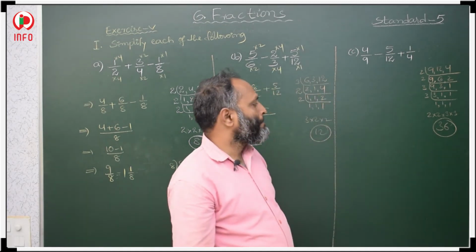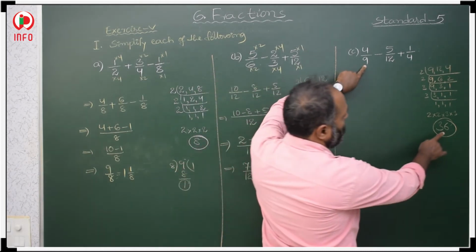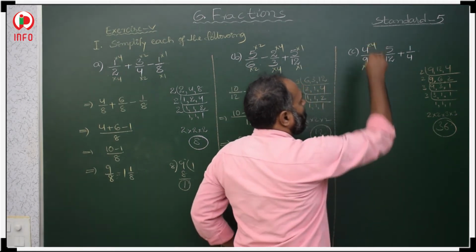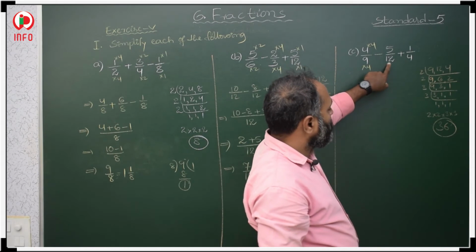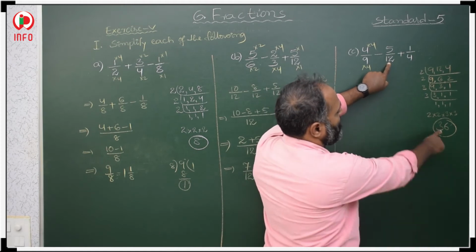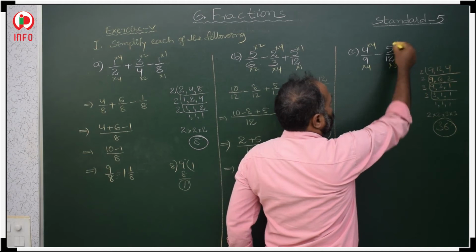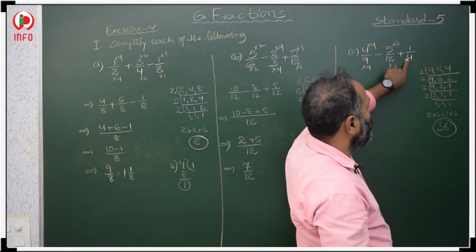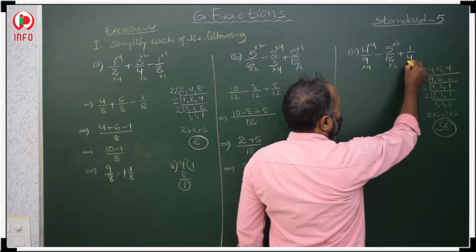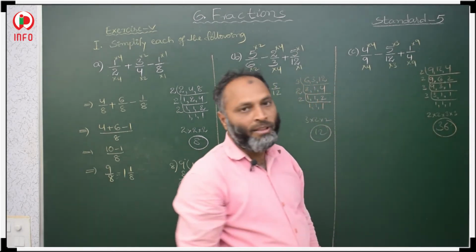Now, for the first fraction, the denominator is 9. In the 9 table, when you get this LCM 36, 9 4s, so multiply with 4. For the second fraction, the denominator is 12. In the 12 table, when you get 36, 12 3s, multiply with 3. Then for the third fraction, the denominator is 4. In the 4 table, when you get 36, 4 9s, multiply with 9.